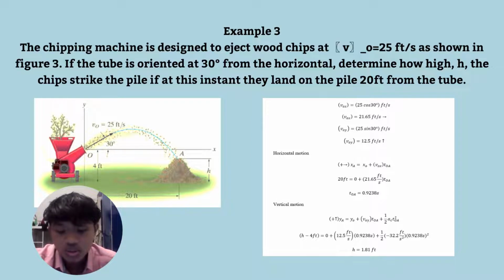Next, we will calculate the vertical motion with the formula YA equals initial Y plus velocity Y times TOA plus 1/2 acceleration constant T squared. We substitute all the information given in the formula. We get YA minus 4 feet equals 0 plus 12.5 feet per second times 0.9238 second plus 1/2 times negative 32.2 feet per second squared times 0.9238 second to the power of 2. And we get the answer for the height the chips strike the pile, which is YA equal to 1.81 feet.